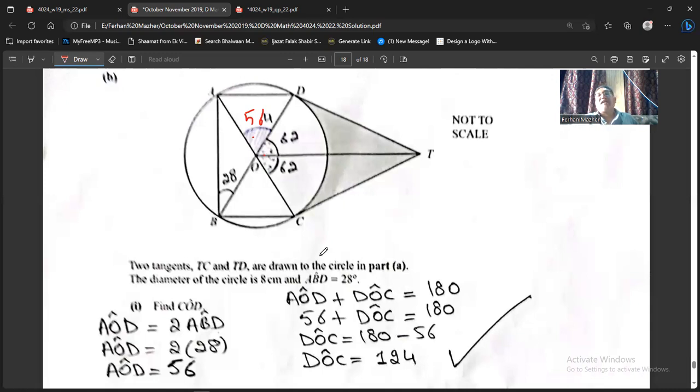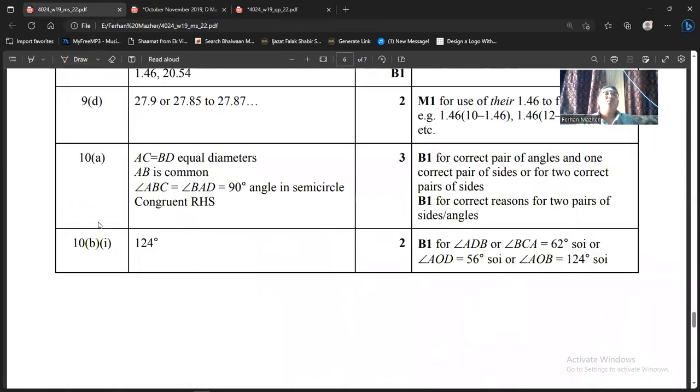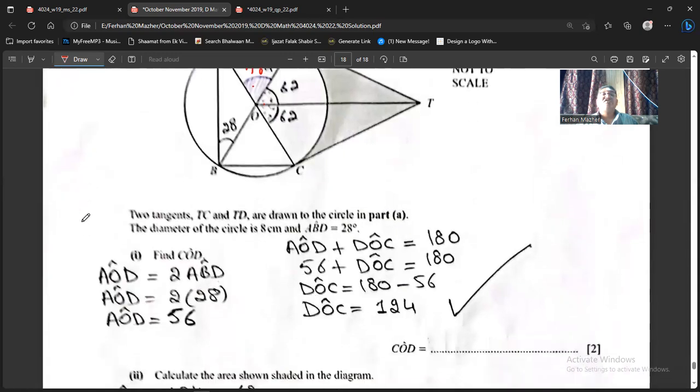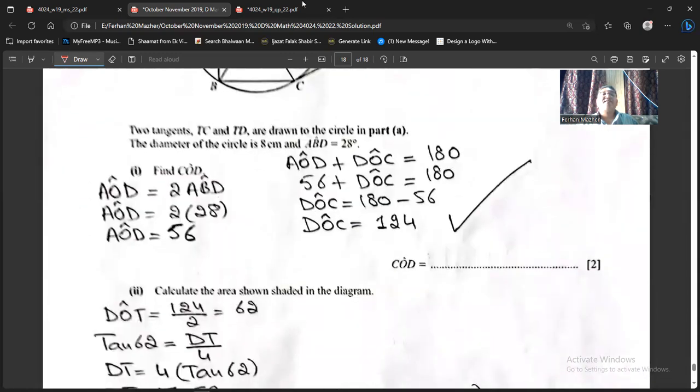So the AOD angle plus the DOC angle equals 180. The sum of the adjacent angles on a straight line is 180. So 56 plus DOC equals 180. So the DOC will be equal to 180 minus 56. The angle DOC will be 124. So this angle will be 124. Let's check. 124 is the right answer, sir. This is the solution. I hope you understand.